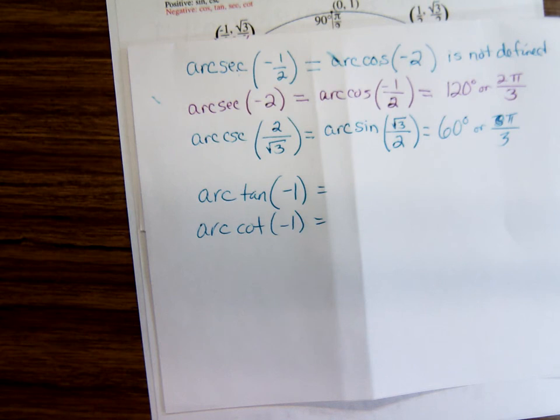Oh, I'm really getting into the hang of using this arc instead of the little -1. It's getting better. I found the unit circle I printed out to bring. Still haven't found it.